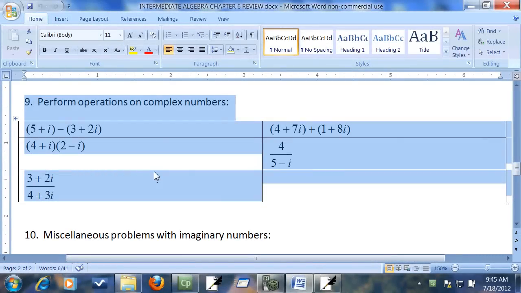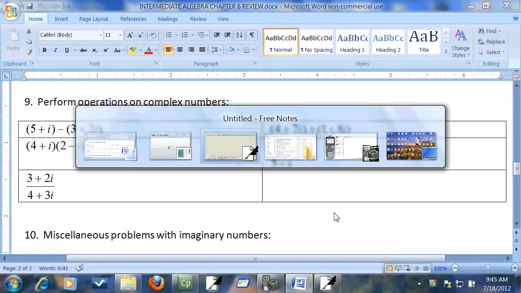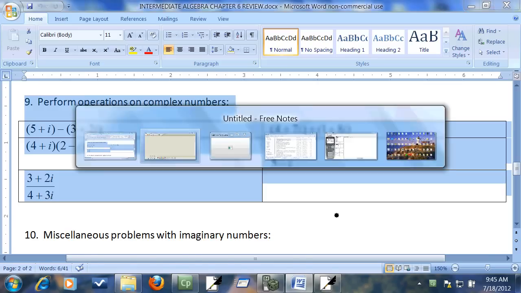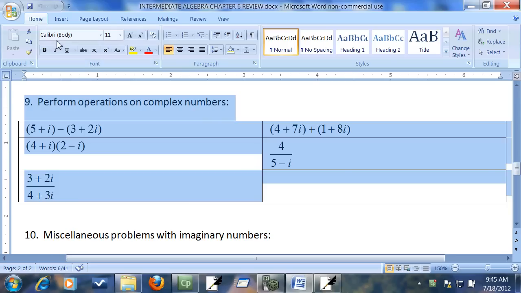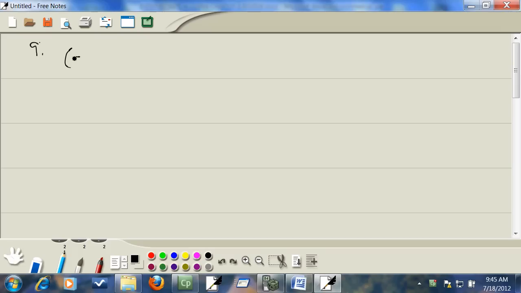Let's take a look at these operations on complex numbers. Hopefully my memory on my laptop can handle this. Okay, so we got (5 plus i) minus (3 plus 2i).